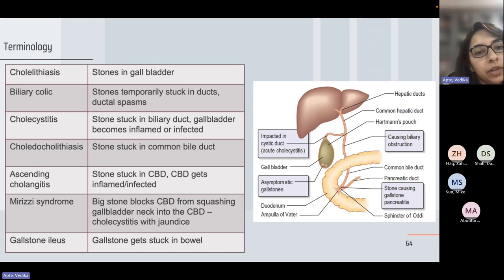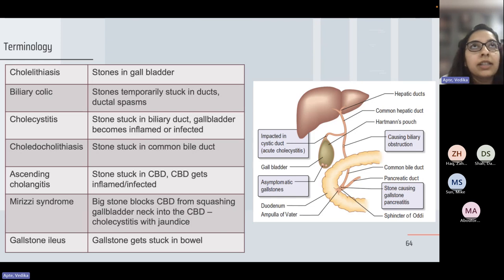Cholecystitis is when the stone is stuck in the biliary duct or the cystic duct, and the gallbladder becomes inflamed or infected as a result. Choledocholithiasis is when the stone is stuck in the common bile duct. There is a diagram on the right as well, so you can picture where exactly the stone is stuck. Ascending cholangitis is when the stone is stuck in the common bile duct and the common bile duct gets inflamed or infected as a result.